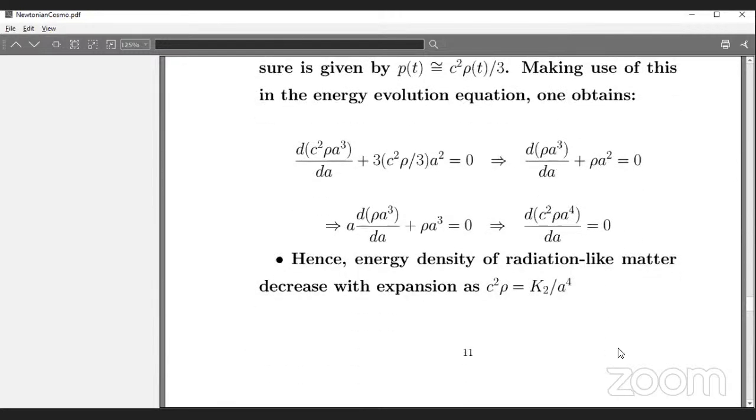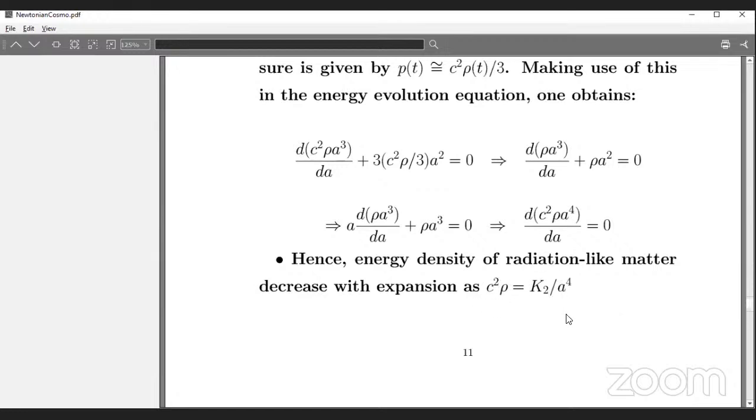What this tells us is that the energy density for radiation-like matter falls off as some constant K2 divided by the scale factor to the power 4, because rho times the scale factor to the power 4 is a constant. d by dt of rho a raised to the power 4 is 0. Can we understand in a simple physical intuitive manner why we expect the energy density for radiation-like matter to fall off as 1 over a to the power 4?